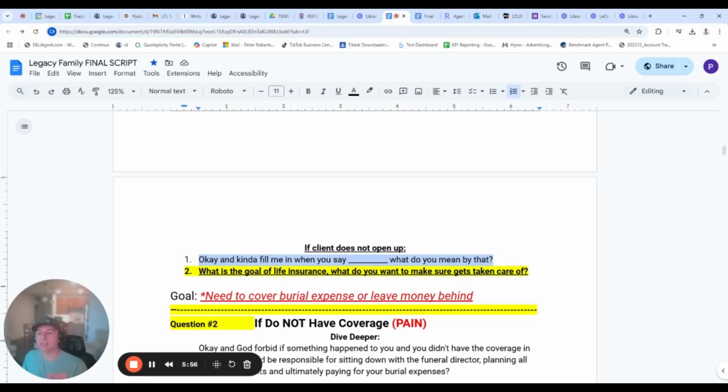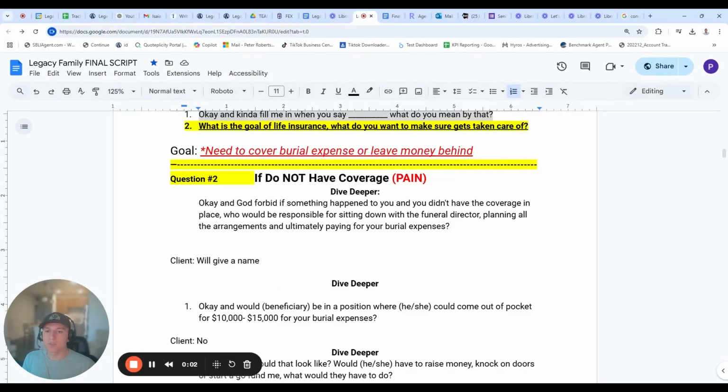The client admits why they're looking for life insurance, and that why is that they want to cover their burial expenses or leave money behind to their loved ones. Our goal is to get that clear why. I can't stress that enough, okay? And if you don't get the clear why, you as the agent must ask deeper, probing questions to get them to admit, well, when I die, I want to make sure that all my burial expenses are taken care of. Cool? When you get that answer, you can move on to question number 2, and we're going to go ahead and break down question number 2 now.